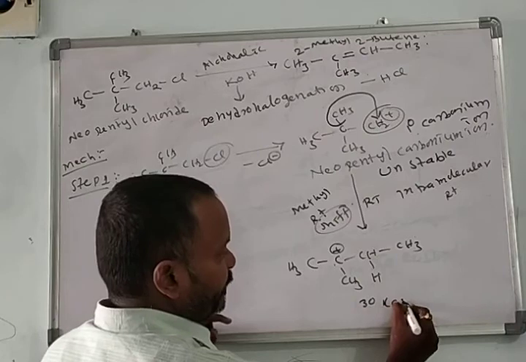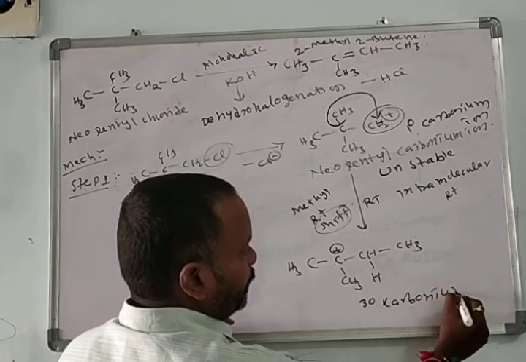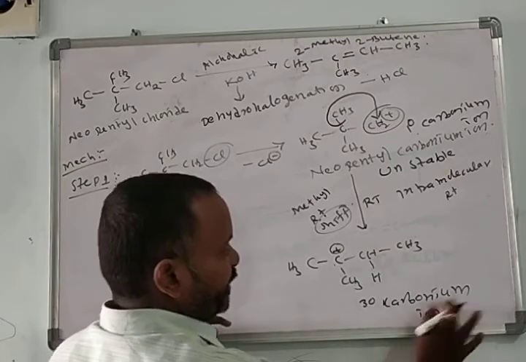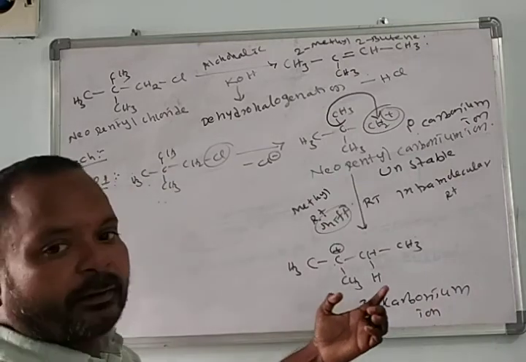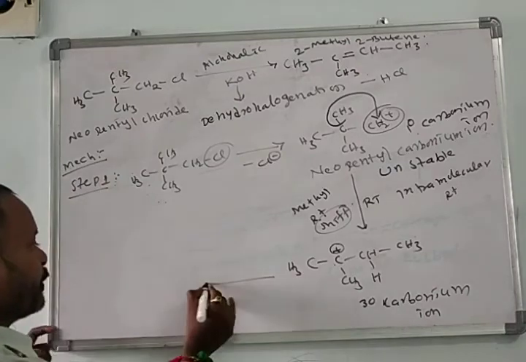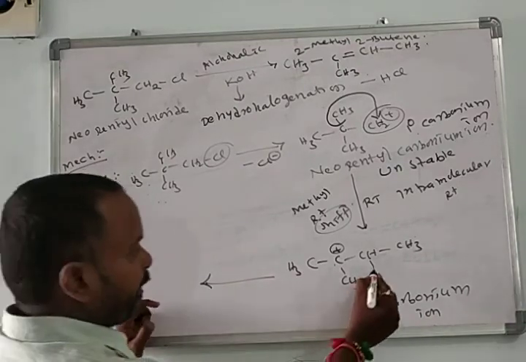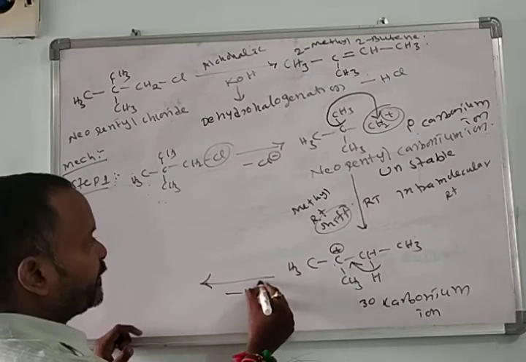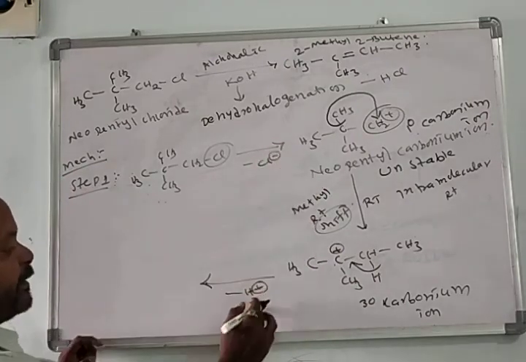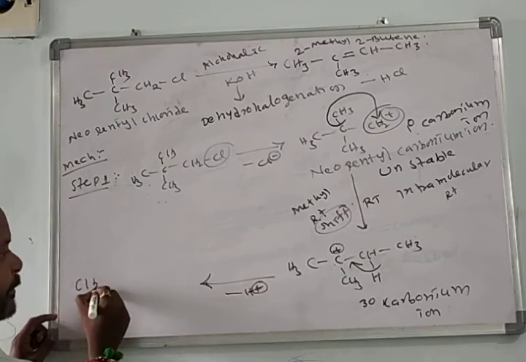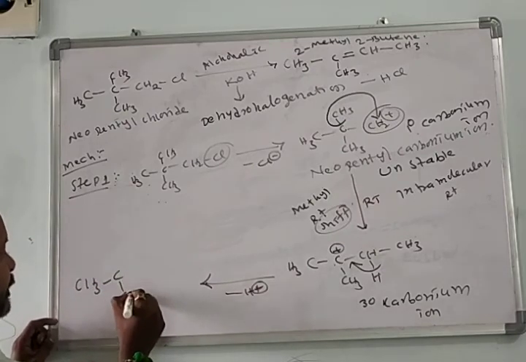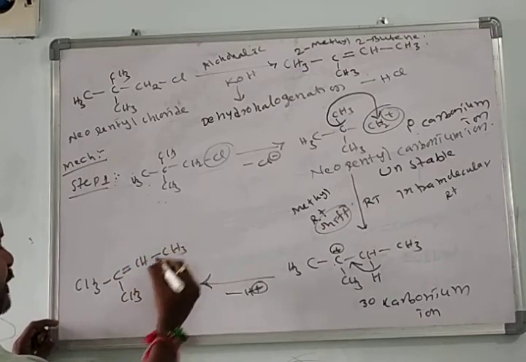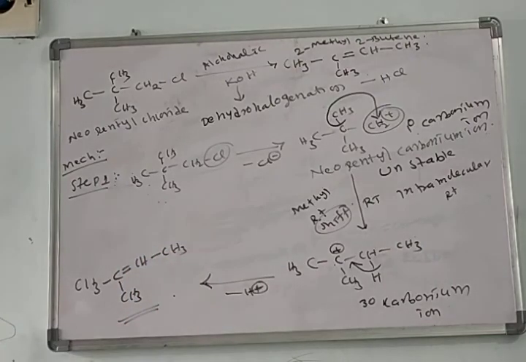The tertiary carbonium ion is more stable. Unstable converts into more stable, so here we get the product. An H plus ion is lost from the carbonium ion, with Cl minus and H plus, and it forms CH3-C(CH3)=CH-CH3, 2-methyl 2-butene.